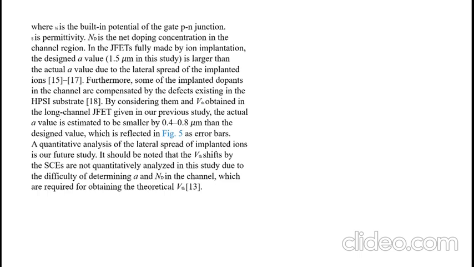The threshold voltage shift by the SCEs is not quantitatively analyzed in this study due to the difficulty of determining a and Nd in the channel, which are required for obtaining the theoretical VTH.